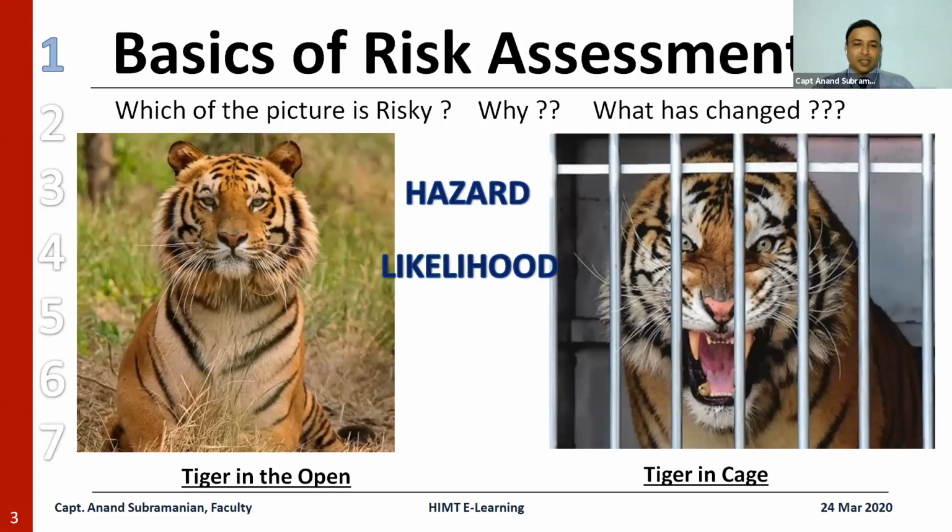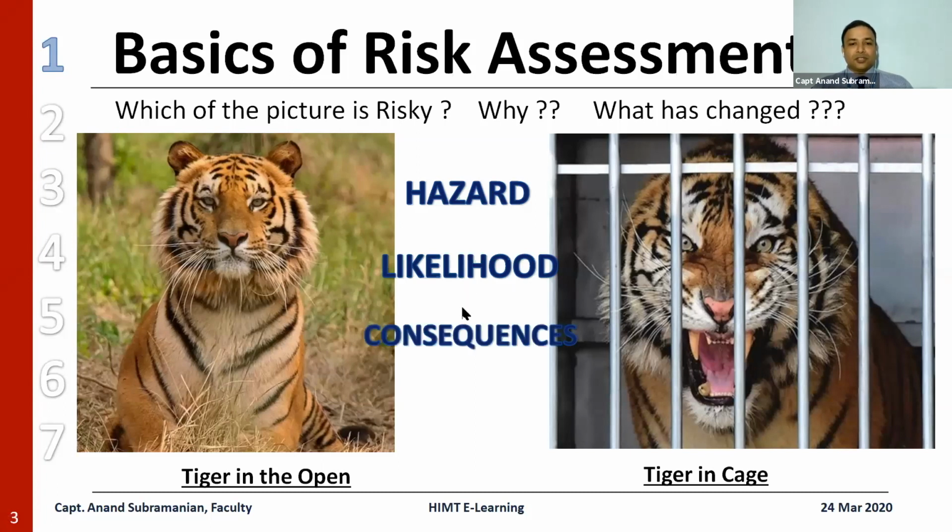Really unlikely in the first case. Second case, yeah, the second case is highly unlikely because I've got this cage, a very strong barrier, that will prevent the tiger from coming and killing me. So if I talk about likelihood, the likelihood is very, very high in the open. The probability is very high in the open as compared to when we talk about the cage.